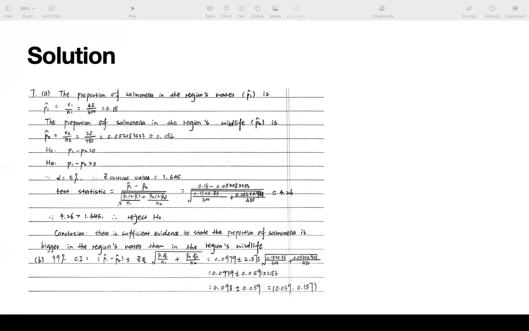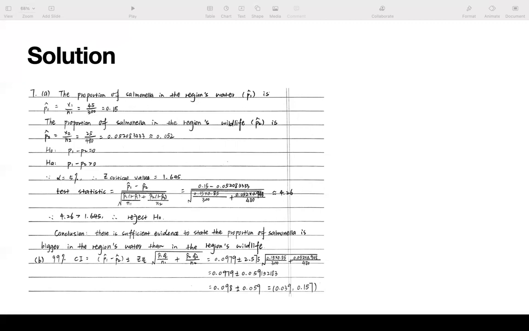And since alpha is equal to 5%, we have the critical value for Z equal to 1.645. And here we have the test statistic as 4.26. So since the test statistic is larger than the Z critical value, we can reject the null and conclude that there is sufficient evidence to state the proportion of salmonella is bigger in the region's water than in the region's wildlife.